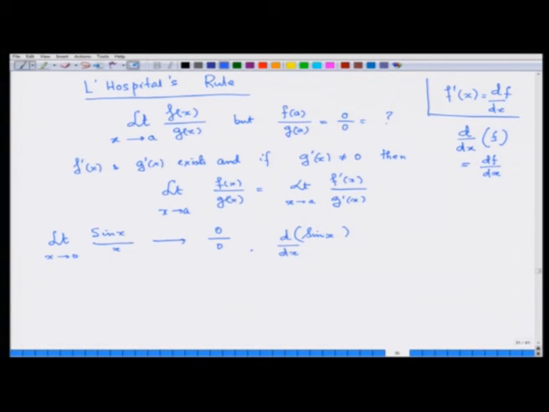So, d dx of sine x is cosine of x, right, and cosine of x exists, and d dx of x is 1 and that is not equal to 0. So, which means limit of x tends to 0, sin x by x is same as limit of x tends to 0, cos x by 1, and as x tends to 0, cos 0 is 1, it is a continuous function, and that is what you get.